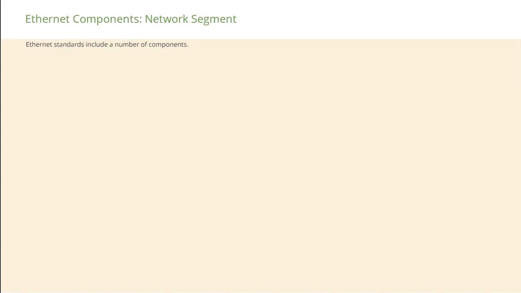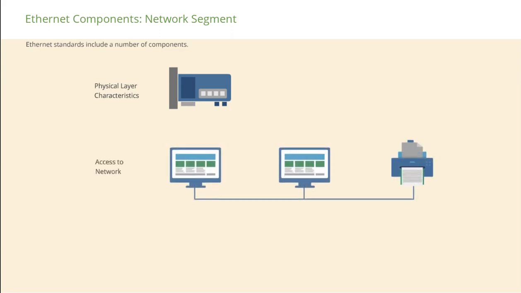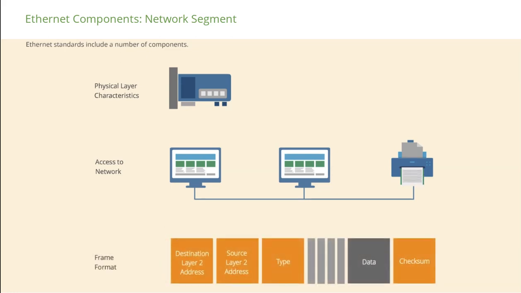Ethernet standards include a number of components. First, there are the physical layer characteristics. In other words, what does the physical layer, or layer 1, consist of? Next, there is the protocol that controls access to the network, and finally, there is the frame format. We will cover all of these components.